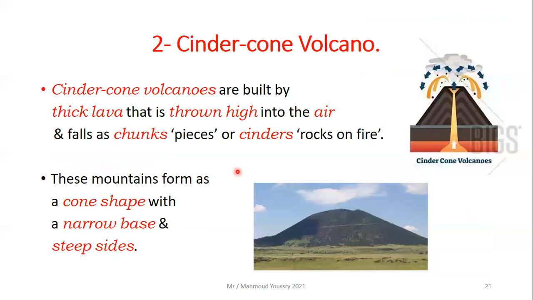Then the second one is the cinder-cone volcano. Cinder-cone volcanoes are built by thick lava that is thrown high into the air, as you can see. Then it falls as chunks or pieces of cinders, which are rocks on fire. These mountains form as a cone shape with a narrow base and steep sides. They are steeper than the sides of the shield volcano.